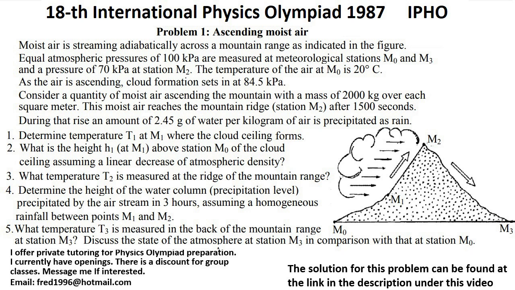Question 4. Determine the height of the water column, the precipitation level, precipitated by the air stream in 3 hours, assuming a homogeneous rainfall between points M1 and M2. Question 5. What temperature T3 is measured in the back of the mountain range at station M3? Discuss the state of the atmosphere at station M3 in comparison with that at station M0.